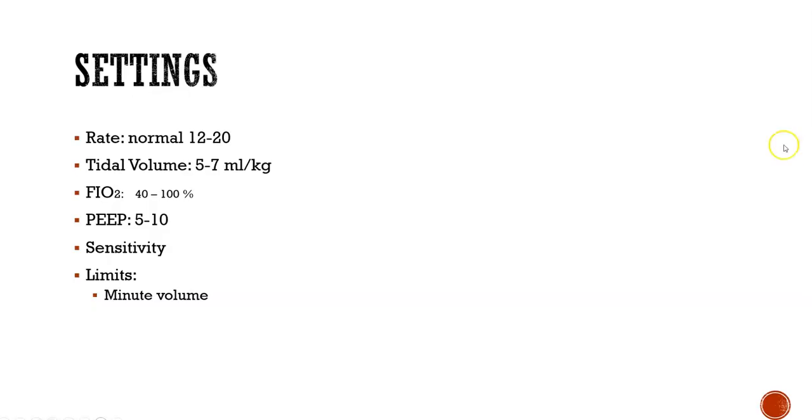Okay, so these are settings. A normal rate is going to be 12 to 20. FiO2 is going to be anywhere between 40 to 100. PEEP is going to be anywhere between 5 to 10. The sensitivity on the vent is going to depend on the patient's respiratory status and what the provider wants. And then our limits are going to be our minute volume, so how much volume we get every minute. And then tidal volume, I know I skipped over it. Tidal volume is, like I said earlier, based off of weight. So it's 5 to 7 mL per kg.